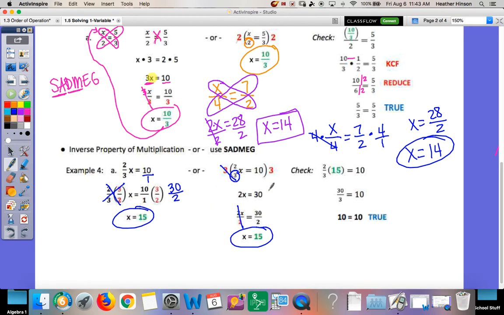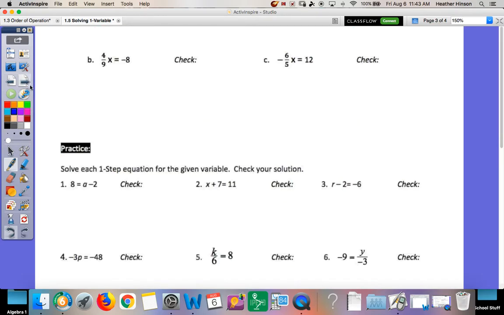To check it, I'm just going to plug that 15 back in, which we did over here for you. I'm going to put that over 1. 2 times 15 is 30. 3 times 1 is 3. 30 divided by 3 is 10. And yes, 10 does equal 10. So that is true. We had a couple more examples on these, so we can try it out. I'll do one of each method, and you can decide which method you want to do later.